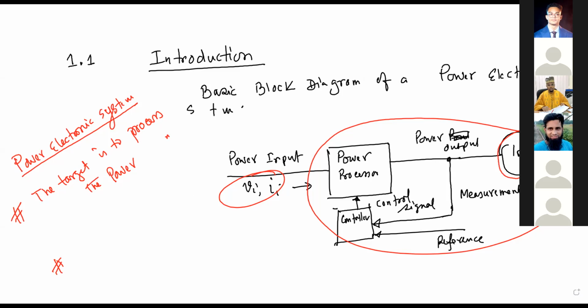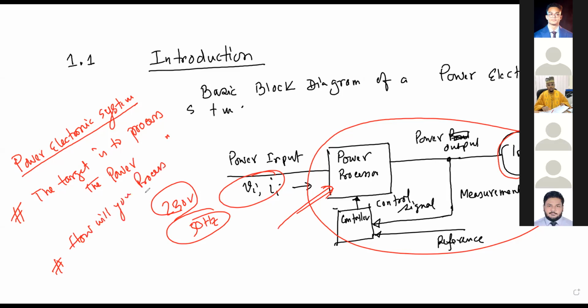Suppose you want to control the speed of the motor, then this fixed frequency and fixed voltage is not sufficient. You have to process it to meet the demand of the user. So the task of power electronics is to process the power to meet the demand of the user. How? How will you process? What are the different parameters?